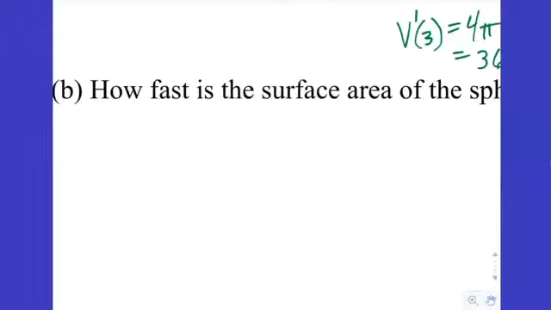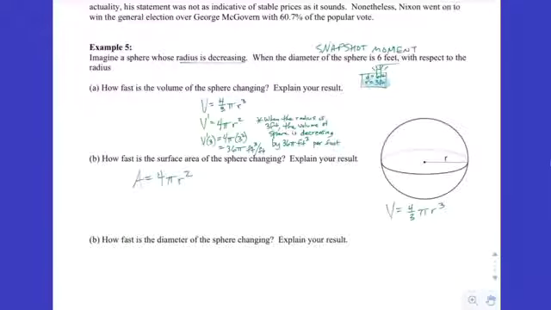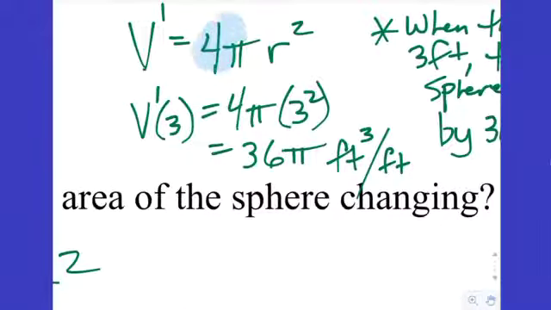So what's the formula for the surface area of a sphere? 4 pi r squared. Good. 4 pi r squared, I'm having a little bit of deja vu. Didn't we have 4 pi r squared right here?